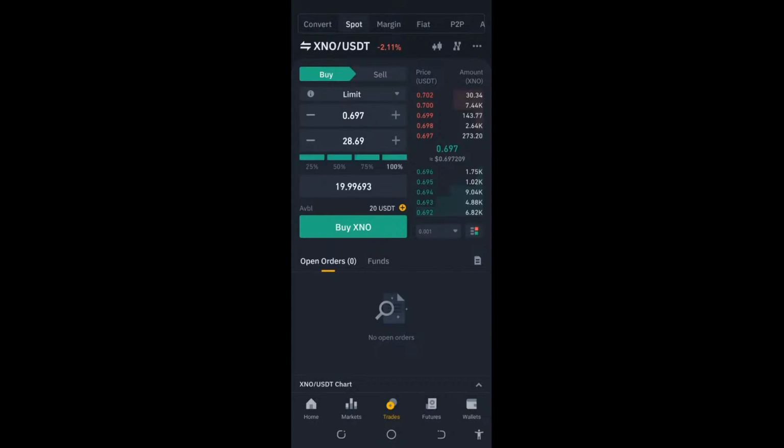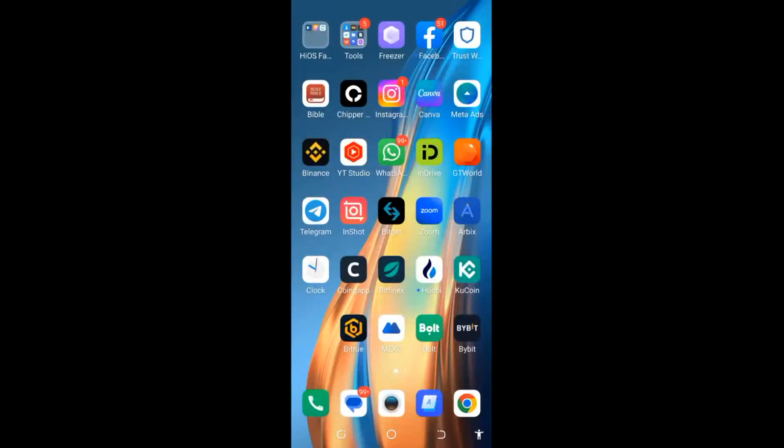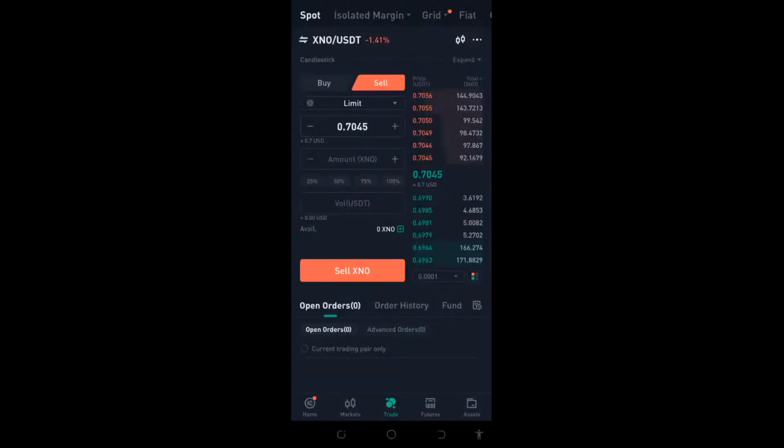First off, let's quickly see how much we can get. The price is 0.697, and with our $20 we can get 28.69. Let's copy this and go over to KuCoin and paste what we have to see what we get. Okay, so we have 20.21. That looks a little bit slim.